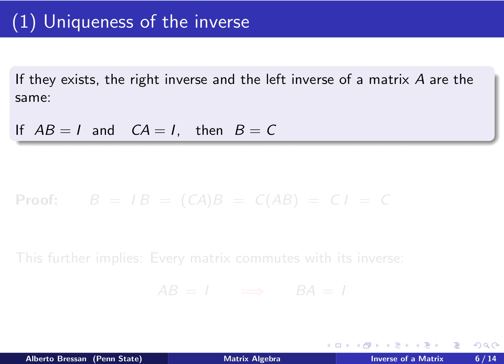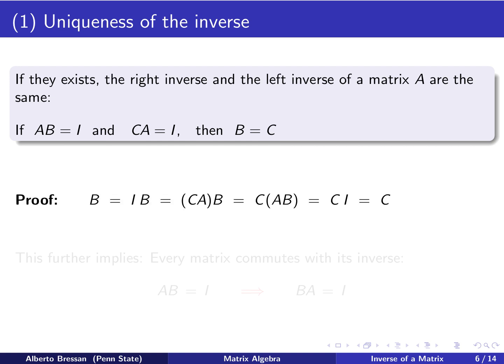Okay, uniqueness of the inverse. If the inverse exists, the right inverse and the left inverse of a matrix are the same, which means if A times B equals identity, and another matrix C times A equals identity, and here B is called the right inverse, and C is the left inverse, if you shall distinguish them, then this property says that actually B equals C. They are the same.